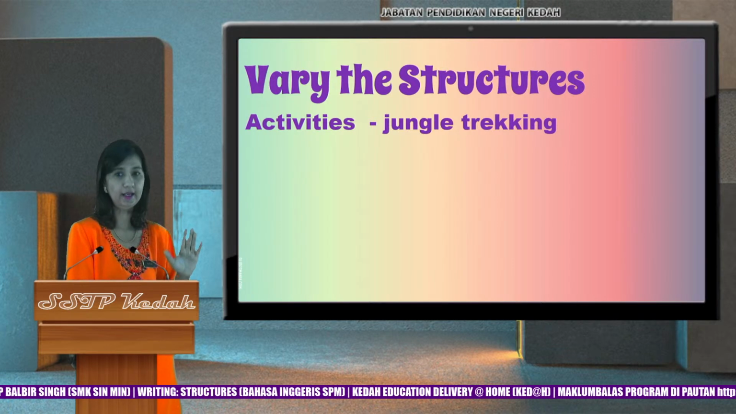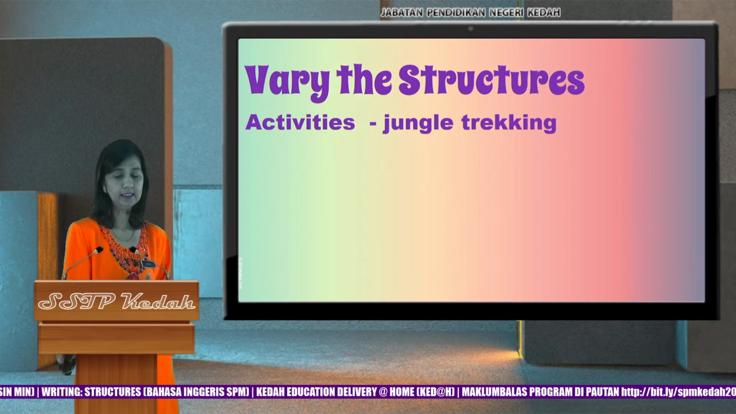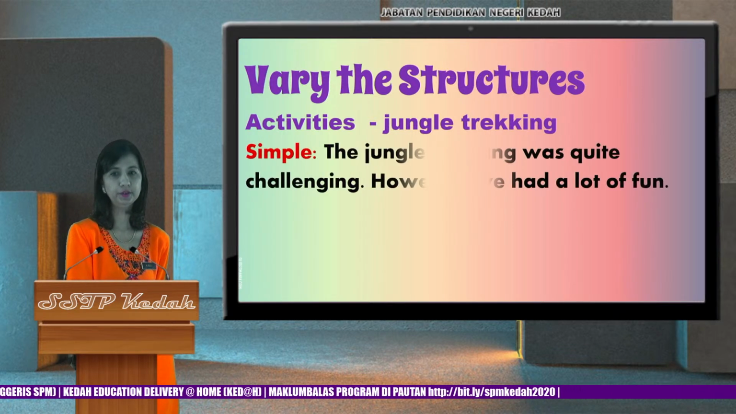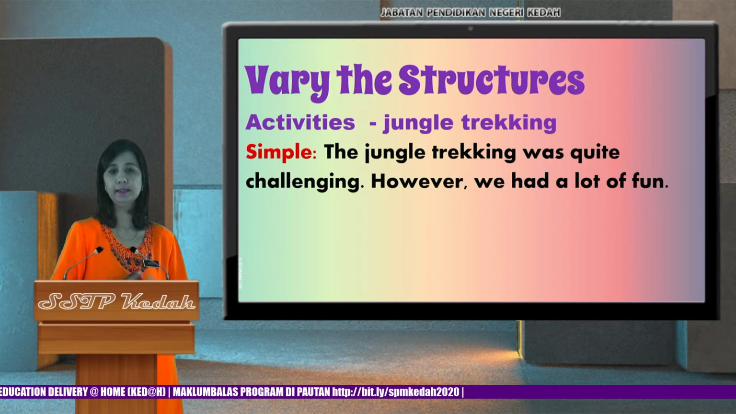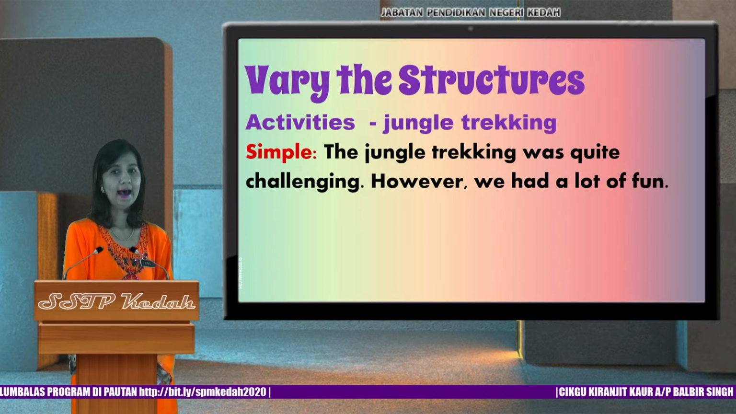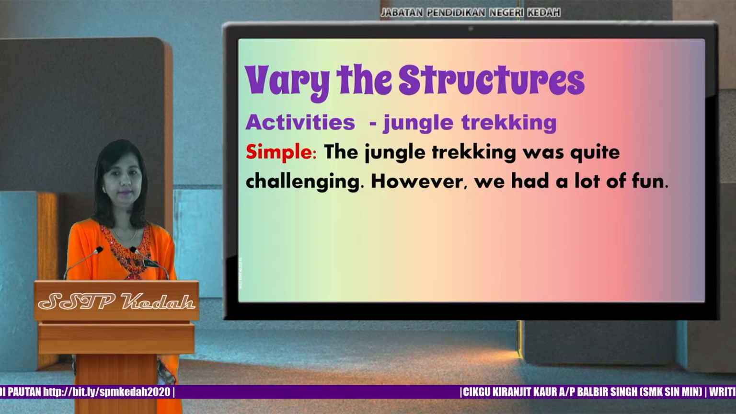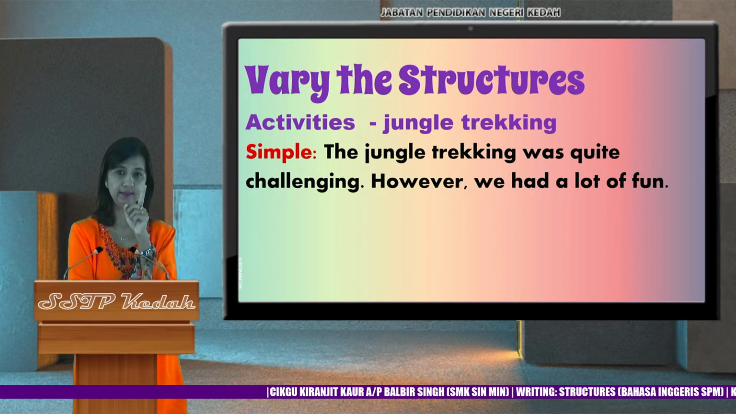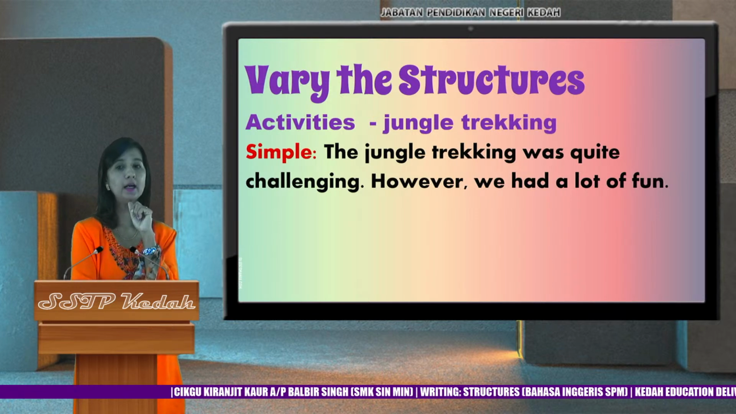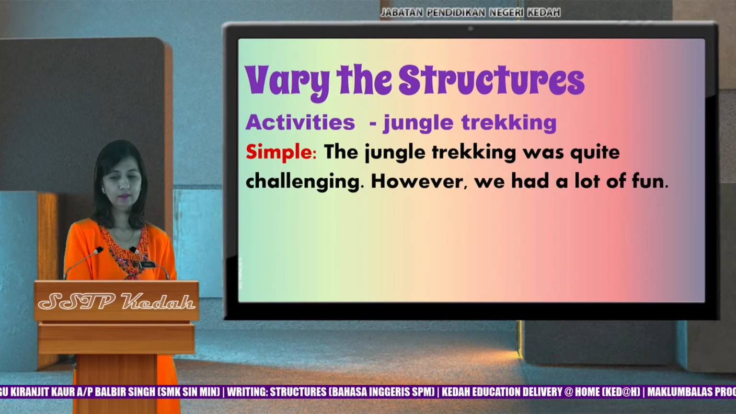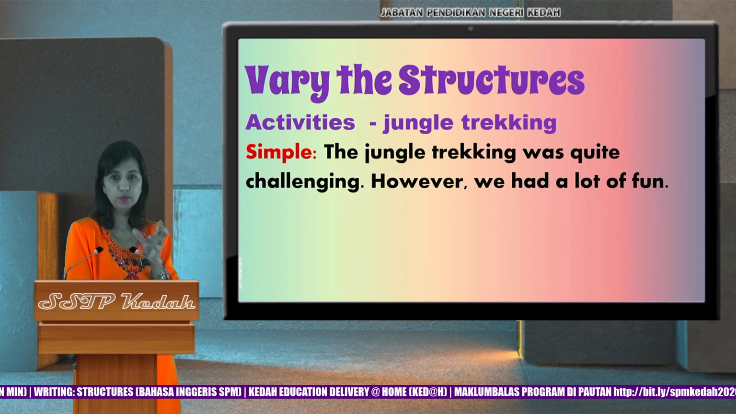I'm taking at random. On activities, the activity given in the content point is jungle trekking. So we are going to write a sentence. Now I've given you the simple sentence. The jungle trekking was quite challenging. However, we had a lot of fun. Now, I'm going to give you some time to type in your comment. How can you change this structure to a compound structure? Maybe using and. Or maybe using but. Or maybe using or. Which one would you use?